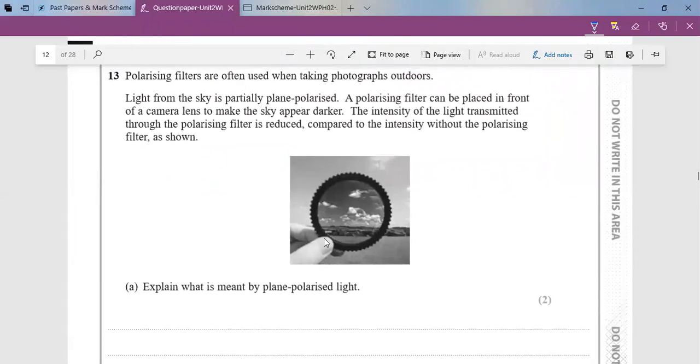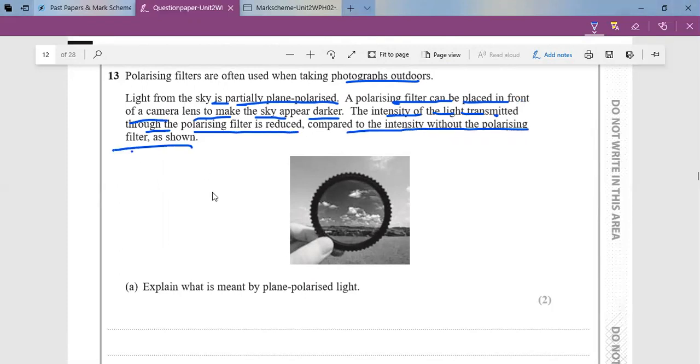Question 13, polarizing filter. Polarizing filters are often used when taking photographs outdoors. Light from the sky is partially plane polarized. A polarizing filter can be placed in front of the camera lens to make the sky appear darker. The intensity of the light transmitted through the polarizing filter is reduced compared to the intensity without the filter, as shown. Explain what is meant by plane polarized light. Do you know the definition of plane polarized light?